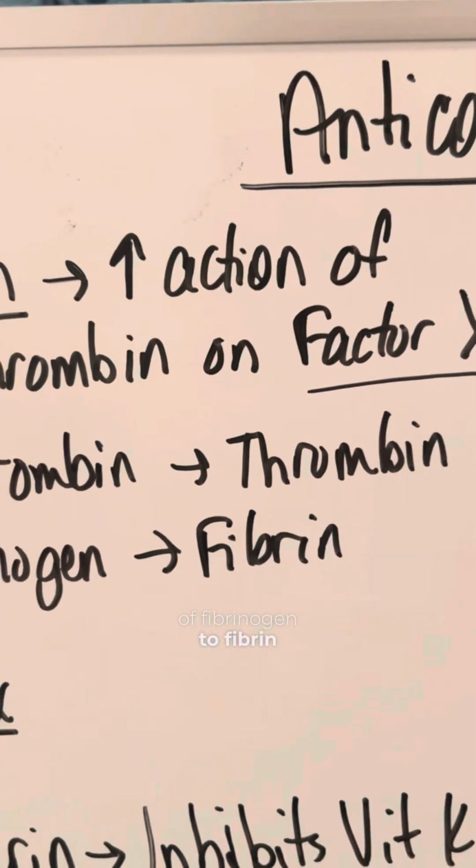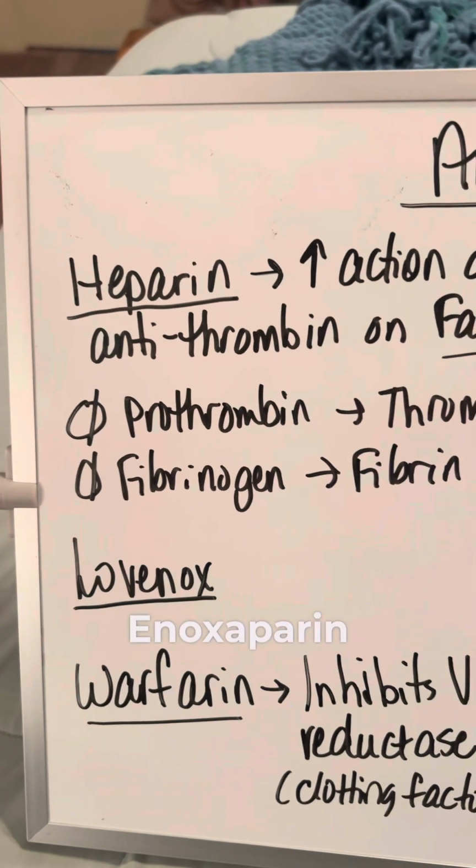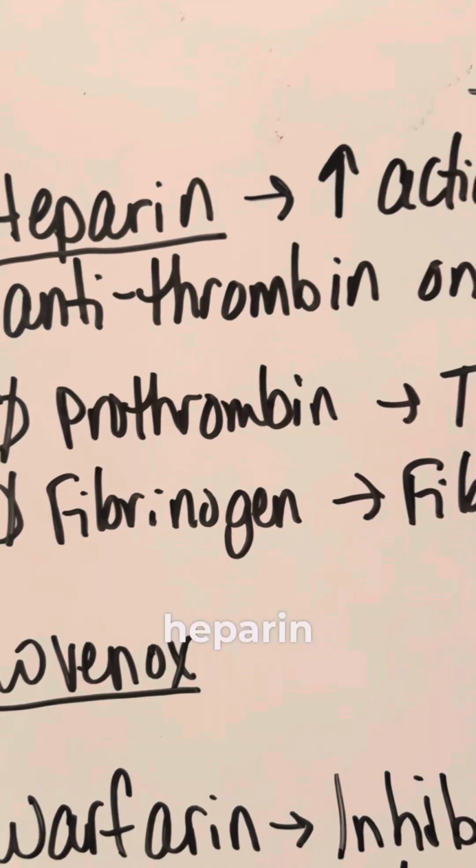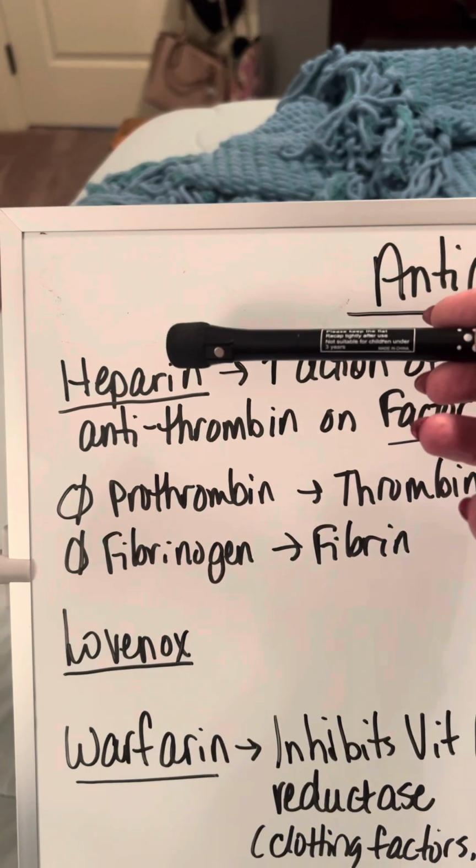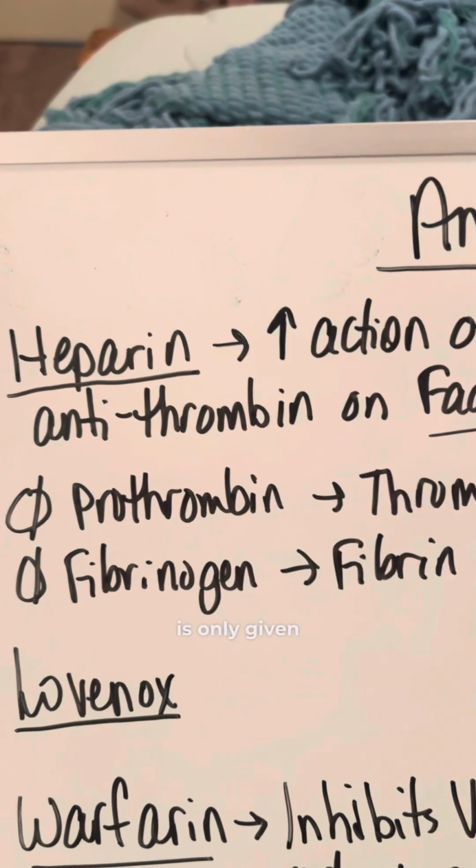fibrinogen to fibrin. Lovenox or Enoxaparin is a low molecular weight heparin. Heparin can be given sub-Q or IV. Lovenox is only given sub-Q.